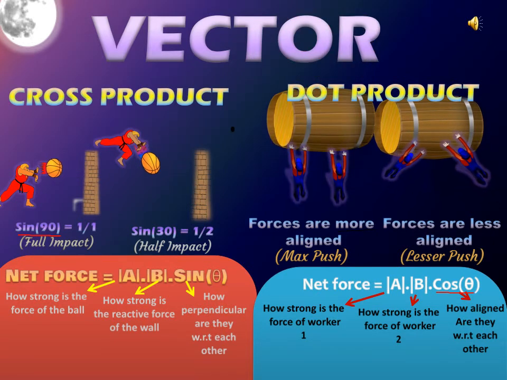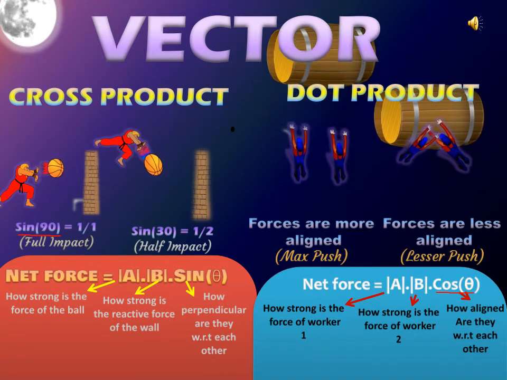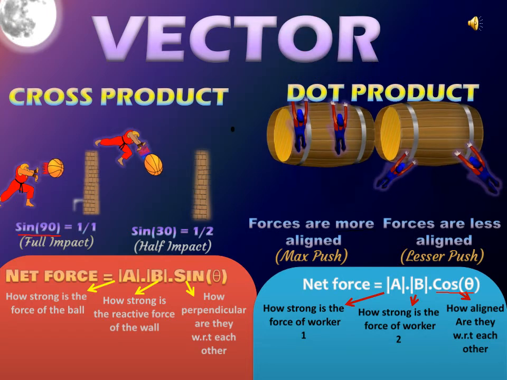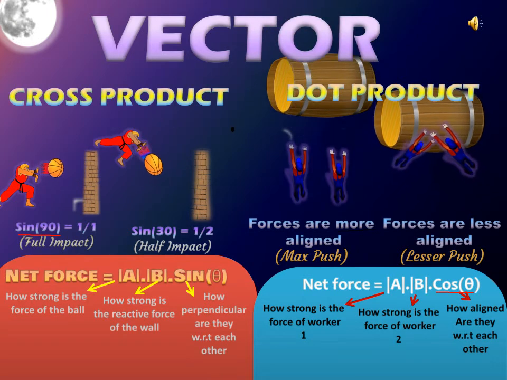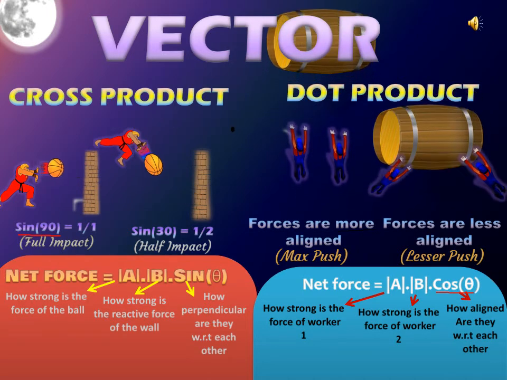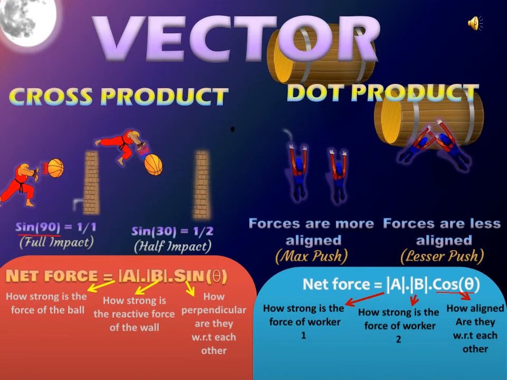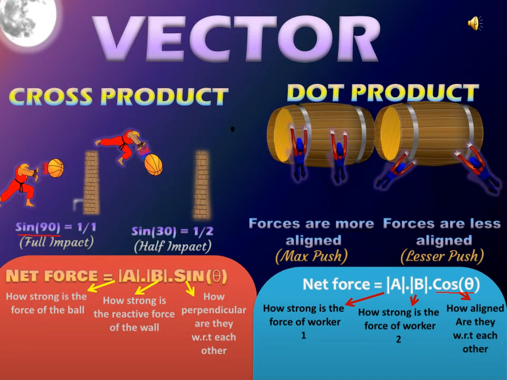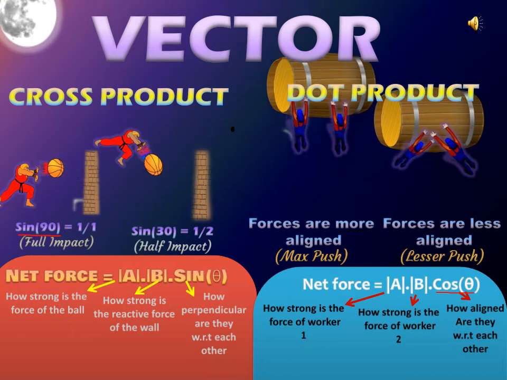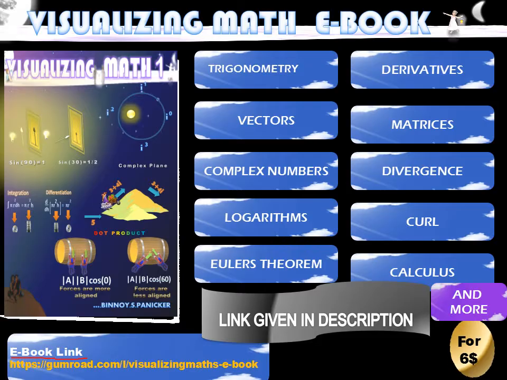Now just carefully look at the formulas of cross product and dot product. In the formula of cross product you will see sine theta coming in, and in the formula of dot product you will see cos theta coming in. It's necessary to understand why sine theta and cos theta come in mathematics in order to understand these formulas first. So with this we proceed.